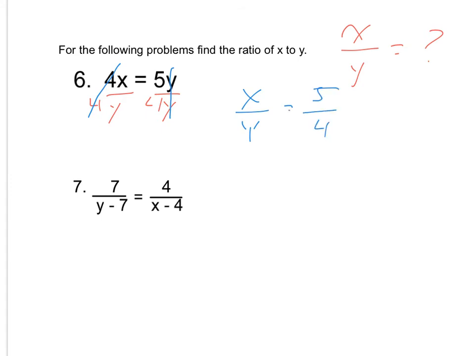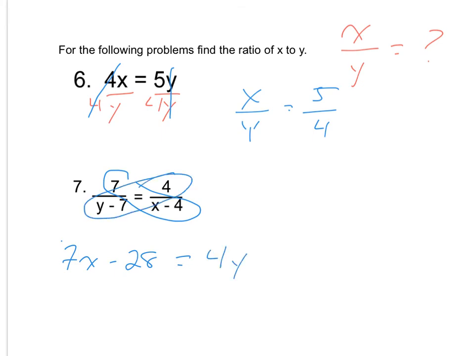And you can see now that even though 4x is equal to 5y, that means that x must be bigger than y. The ratio is 5 to 4. In this case, again, I need to solve for x over y. So first thing I'm going to do is cross multiply, and I get 7x minus 28 is equal to, now I'm going to cross multiply this way, 4y minus 28. I'm going to add 28 to both sides. In other words, the 28s will cancel, and I'm left with 7x is equal to 4y.